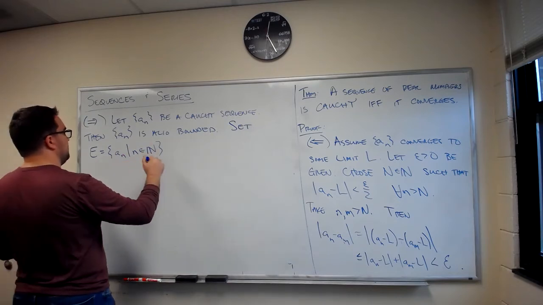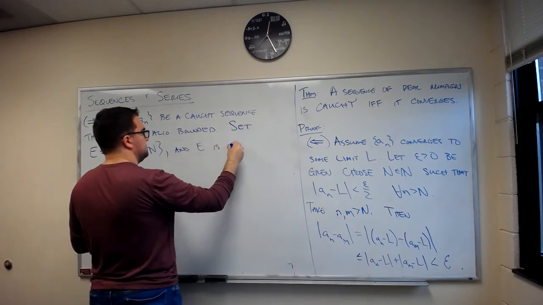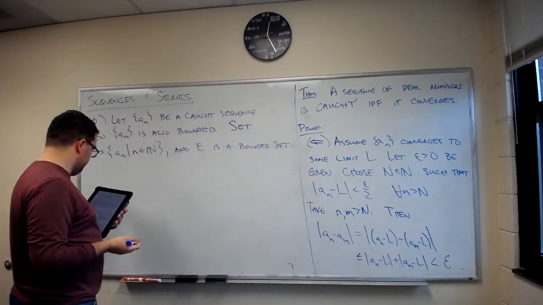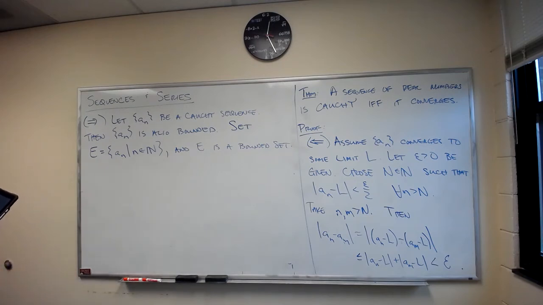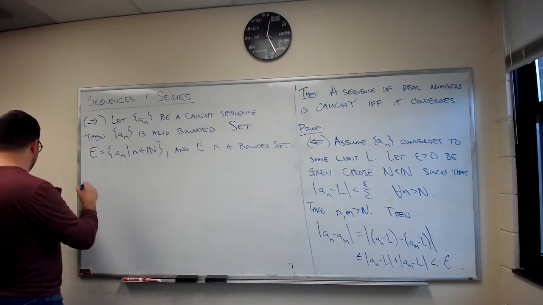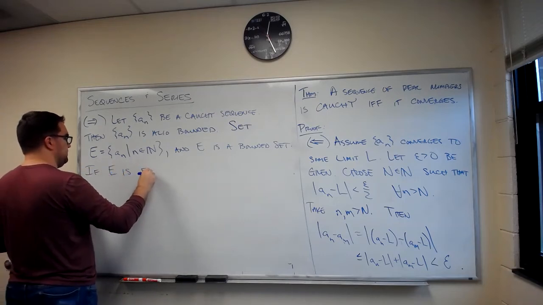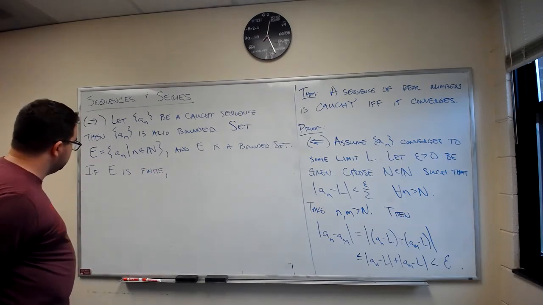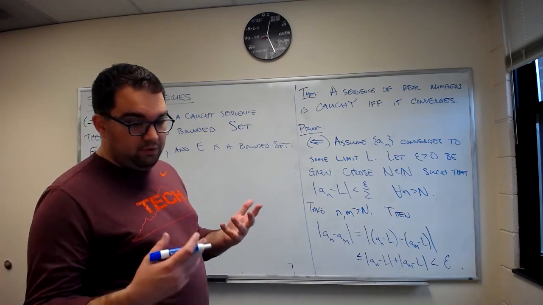But since AN is bounded, then E is also bounded. It's a bounded set. So now let me break this into a couple of cases. So if E is finite, okay, so let's take the case that E is finite first. So if E is finite, what does that mean? That means your set only attains some finite number of output values.